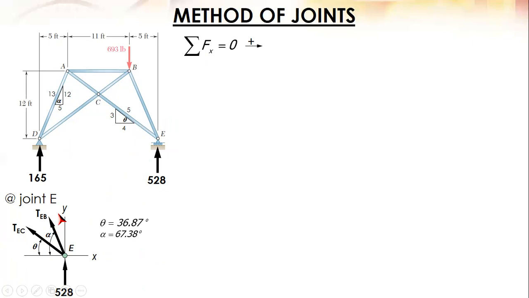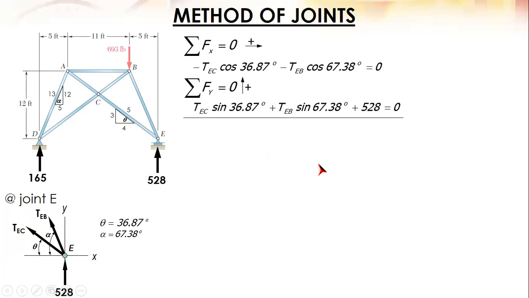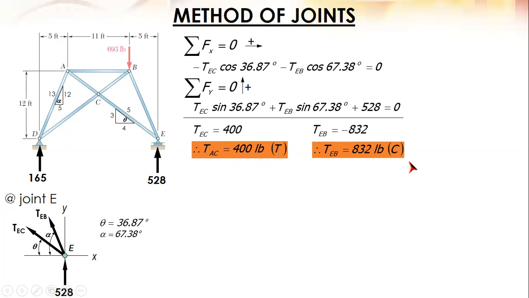Summation of forces. Since second quadrant silang duha, ang ilang x component directed to the left, puro negative. And then summation of force sa y equal to 0. The y component of the two unknown forces are all directed upward, so positive, including ang 528. And again, to solve for the unknowns, you can use method of elimination, or you can use your calculator. TEC is 400 pounds tension, and then EB, 832 pounds compression.